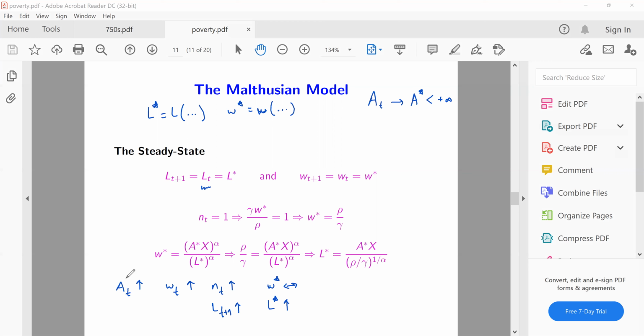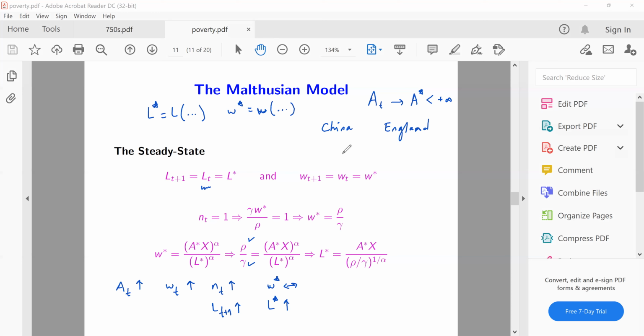So technologically more sophisticated economies in the very long run, compared to technologically less sophisticated economies, will have larger populations, but they will have similar living standards if rho and gamma are similar. Okay, so suppose that there are two empires, let's say the Chinese Empire and the British Empire. Okay.